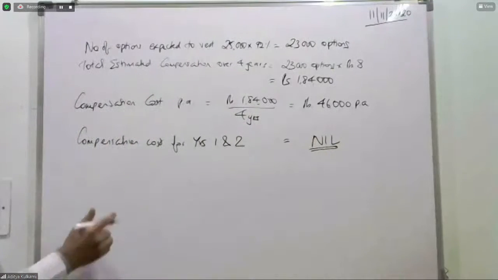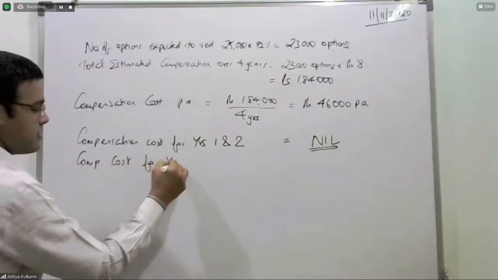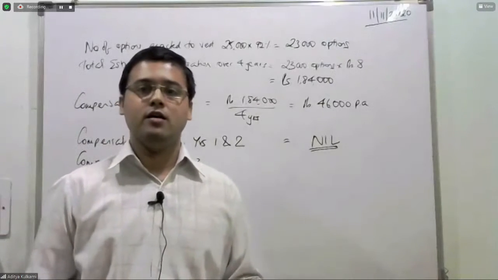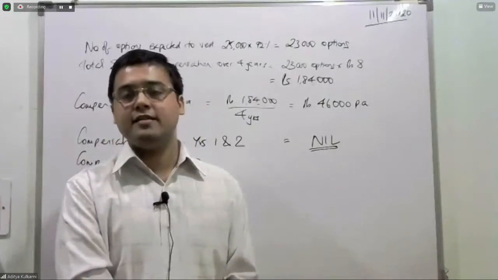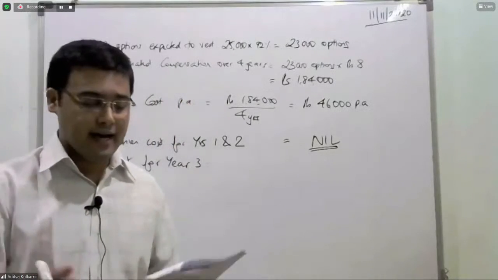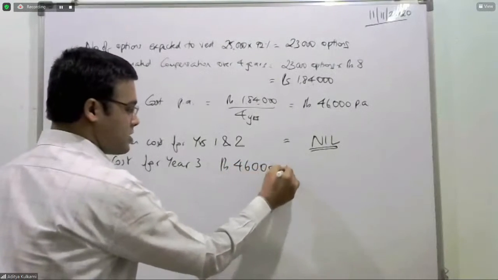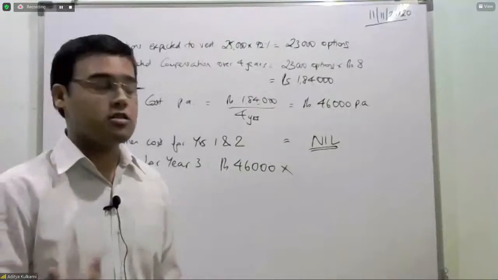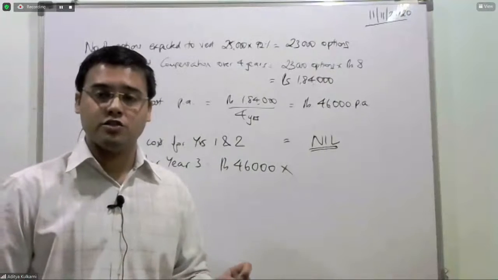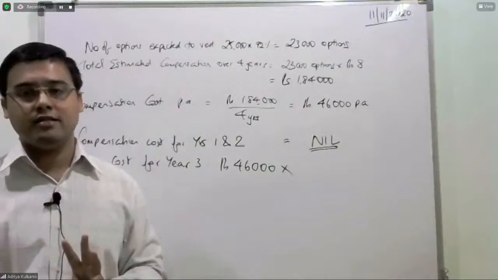Now for year 3, compensation cost for year 3. For year 3, suddenly you wake up and see, I achieved 30% increase in market share. So therefore, what you will do? Now you are thinking they are likely to vest. So therefore, it will be 46,000 into how much? Not just for year 3. You will now take the cost for year 1 also, year 2 also, year 3 also.